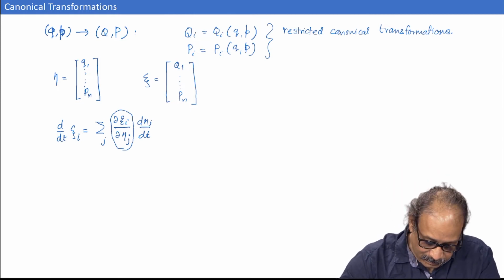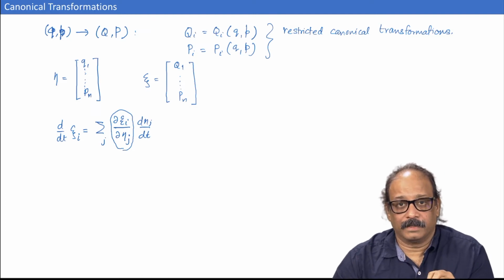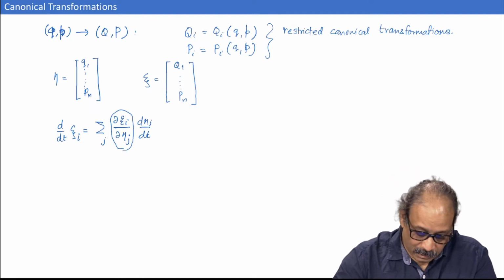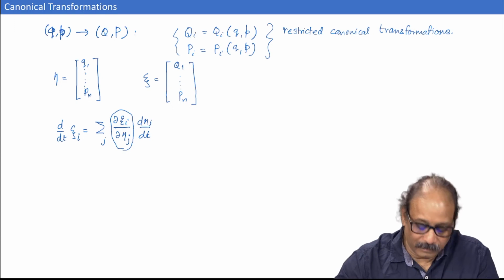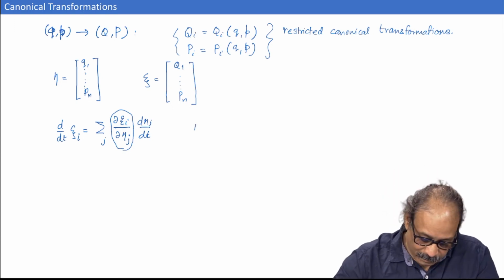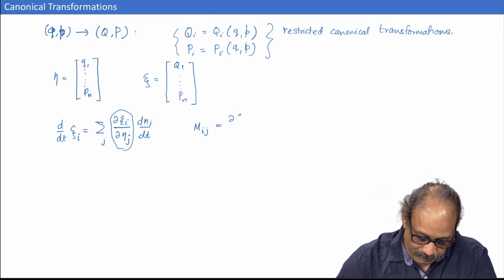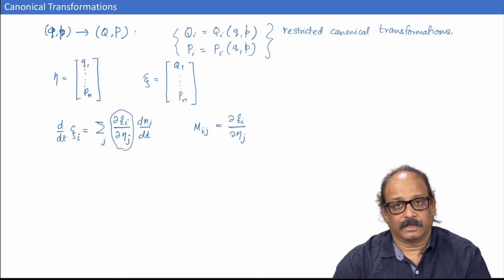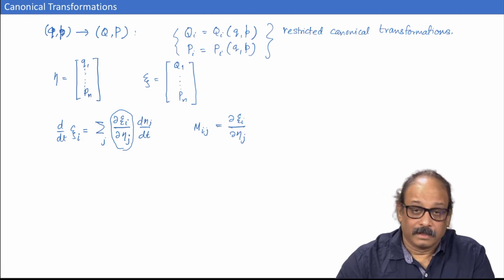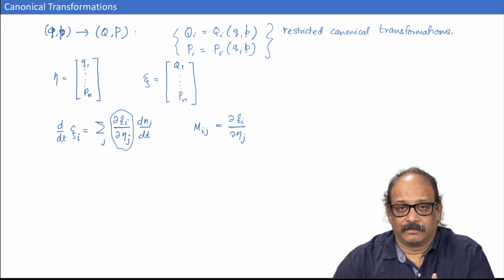And then you recognize this matrix. What is this matrix? Oh, this is nothing but the Jacobian of your transformation. So, if these are the transformation equations, then the Jacobian, I will define it as M matrix whose ijth elements are given by del xi i by del eta j. Okay.